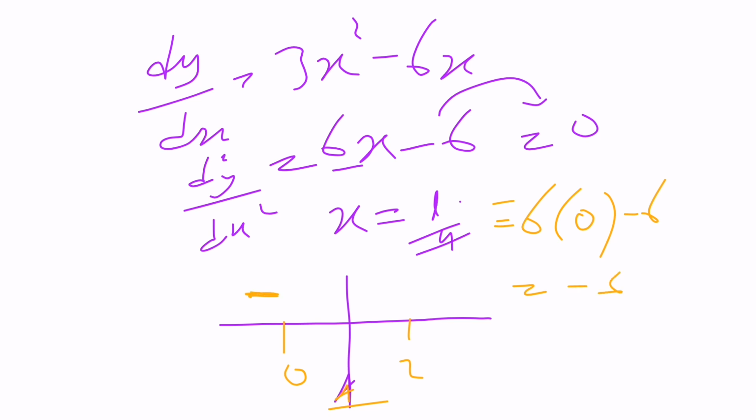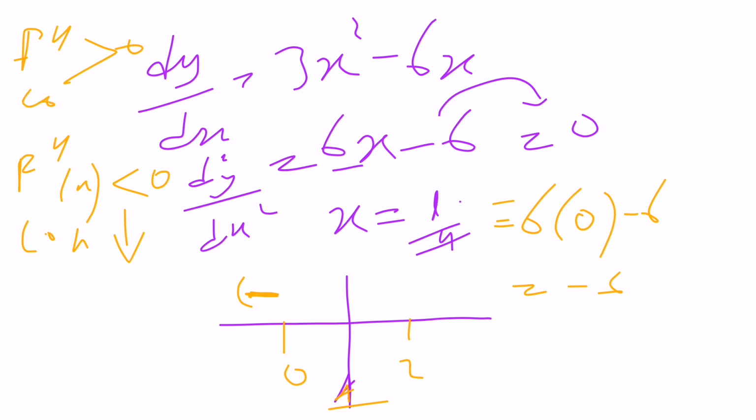So what does it tell you? When it gives you a negative, it means that if we differentiate twice, it is less than 0. That's what we call concavity downward. But if we differentiate twice and find it greater than 0, that's what we call concavity upward.